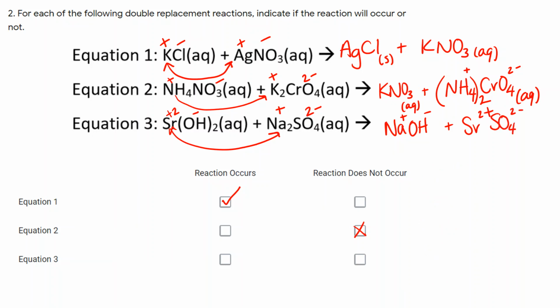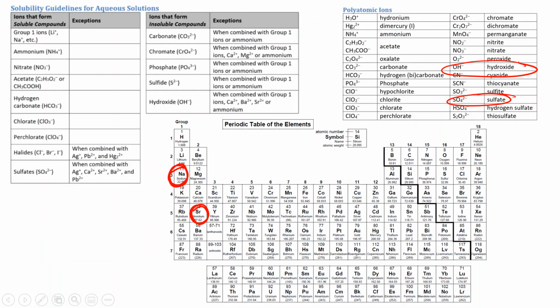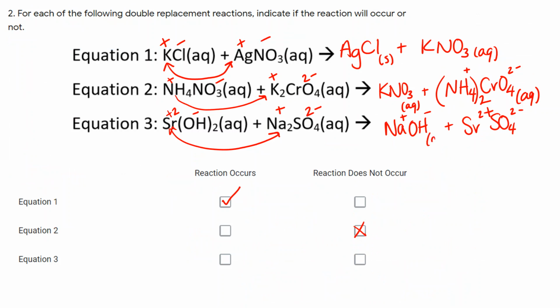So it's just SrSO4. So now I need to check the solubility rules, and I'm looking for strontium sulfate and sodium hydroxide. So sodium is a group 1 element, so that's going to be soluble. Sulfates are usually soluble unless you have strontium sulfate. Then you're going to make a solid. So this guy will be aqueous, this guy is solid, and since we form a solid here, this reaction does occur.